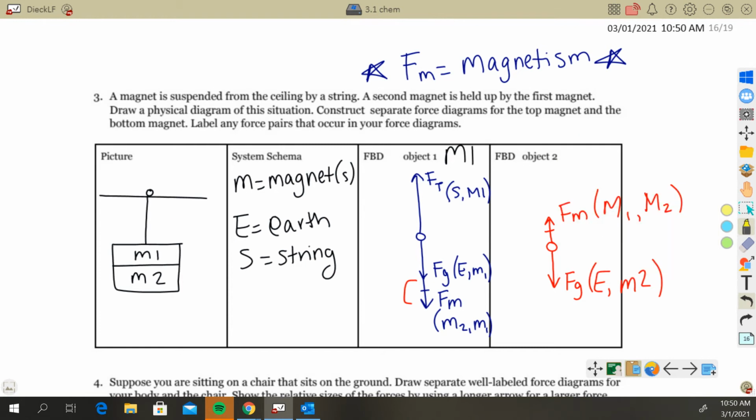All right, so what are my equal and opposite pairs, or my third law pairs? What force is my third law pair? FM. On magnet 1, we've got a force of magnetism pointing downward. The dealer is magnet 2, the feeler is magnet 1. On magnet 2, we've got a force of magnetism that's opposite because it's going up. The dealer is magnet 1, the feeler is magnet 2. Equal but opposite. Does that make sense?